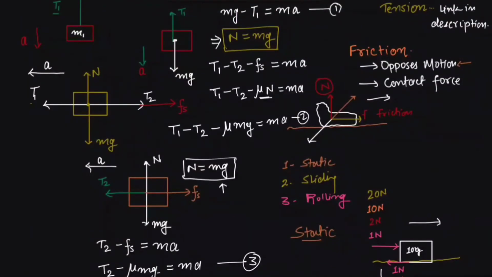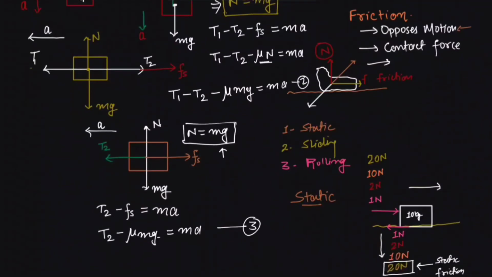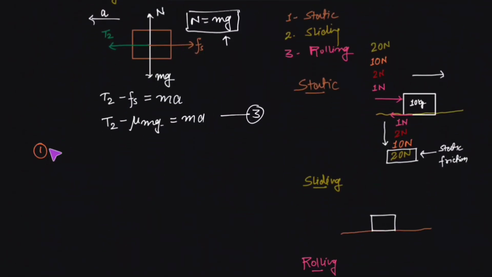We have to find the value of a, so we have to eliminate T1 and T2. T1 and T2 are our assumptions. So you can see, if we simply add equations 1, 2 and 3 together, T1 is minus here, T1 is plus here, T2 is minus here, and T2 is plus here. So automatically T1 and T2 would be eliminated. So we simply do equation 1 plus equation 2 plus equation 3. We add the left hand sides of all these equations, and we equate it to the addition of all the right hand sides.